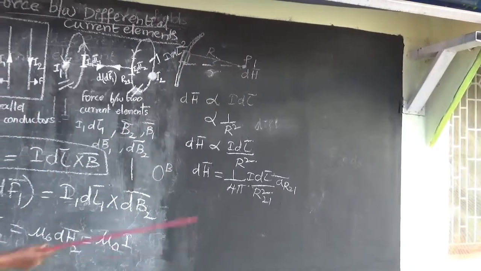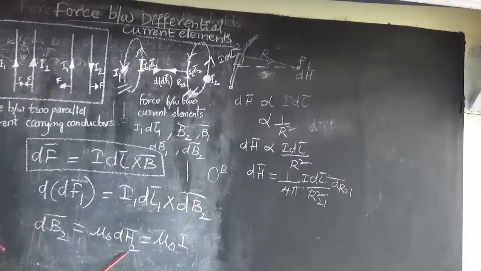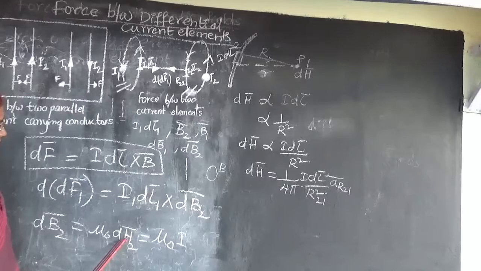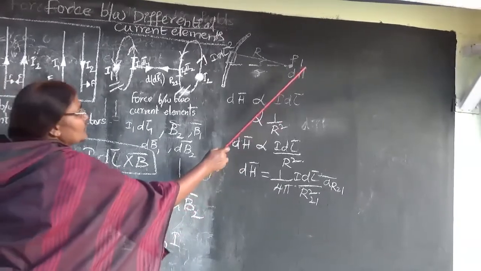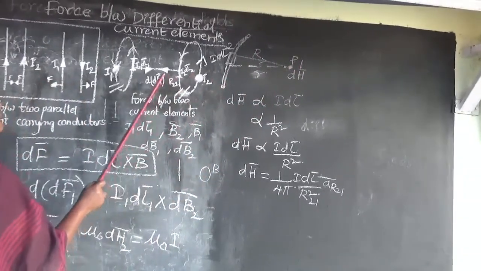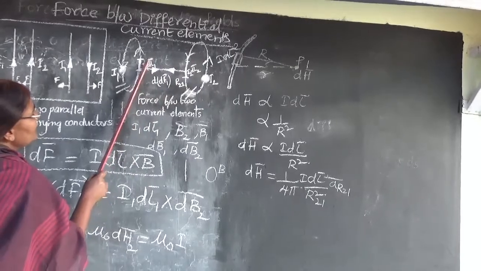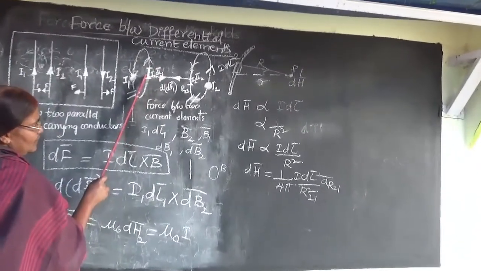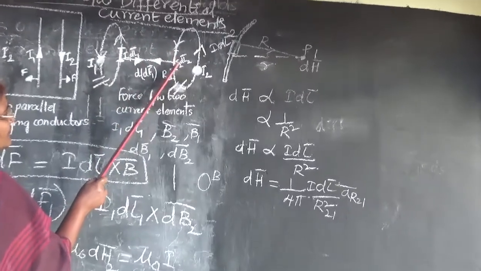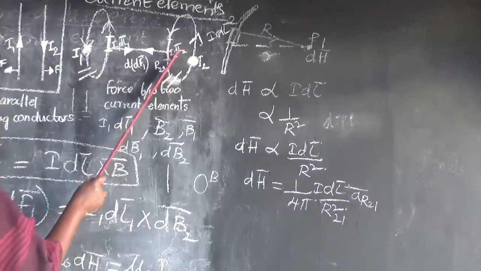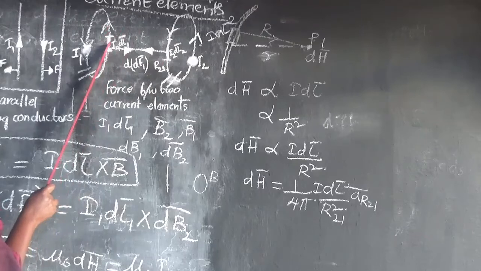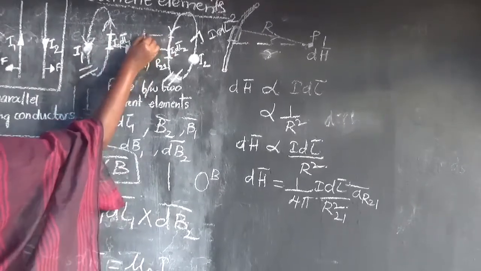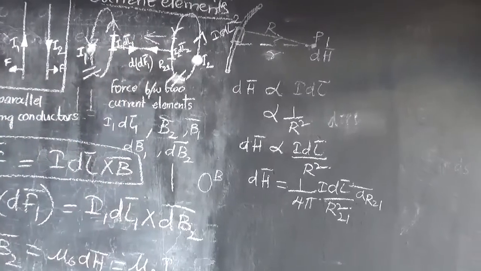Now relate this equation to this. Here, what is the field intensity, the differential field intensity dH2 bar? So you relate this. Here the point is going to be the first current element I1 dL1 bar, and the force exerted by this current element on this current element. So the force is in this direction.